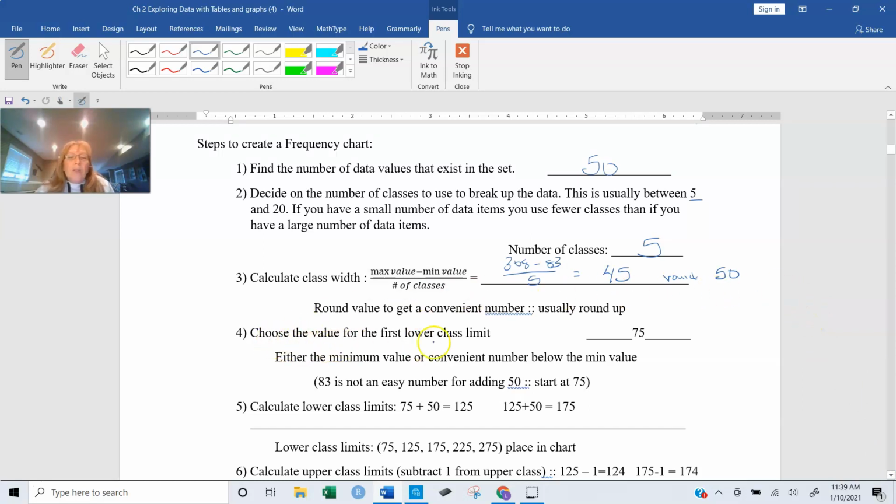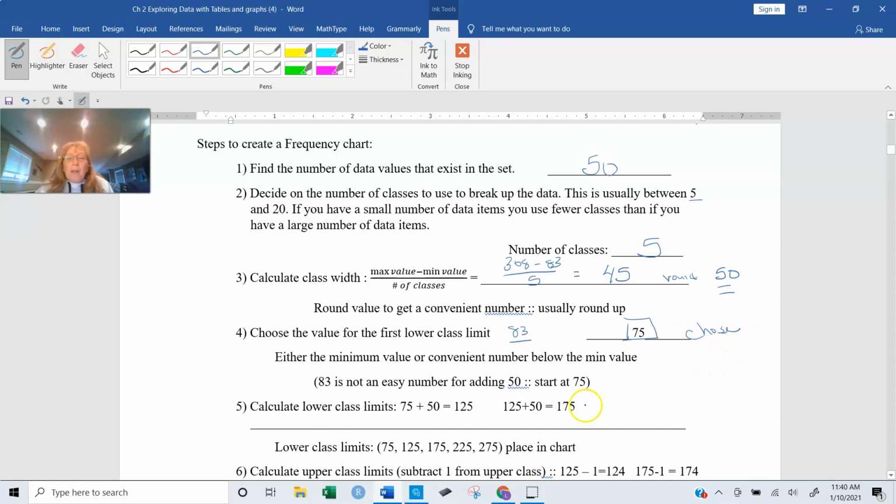All right, now choose the value of the first lower class. Well, we know that our smallest number is 83. By using 83, though, 83 plus 50 is not easy to follow. So if we're going with 50, it's easy to go either by 50s or 25s. You have to go lower because you have to include it. I could go to 50, but that's 30 away. If I go to 75, that's much closer and an easy number to follow. So we're going to let our lower limit be 75. This is something we chose.